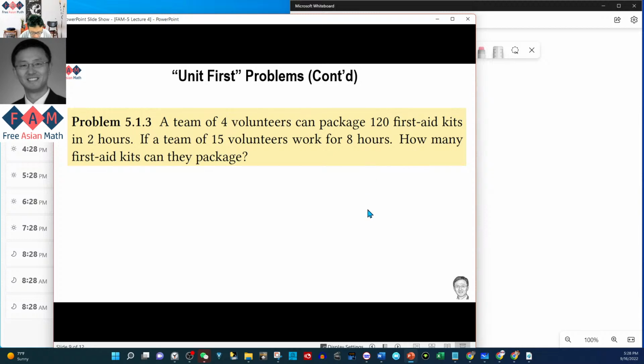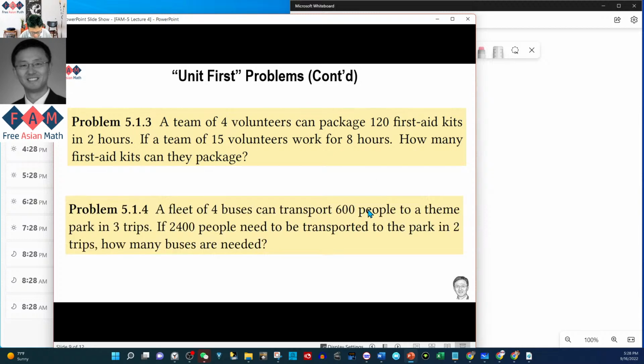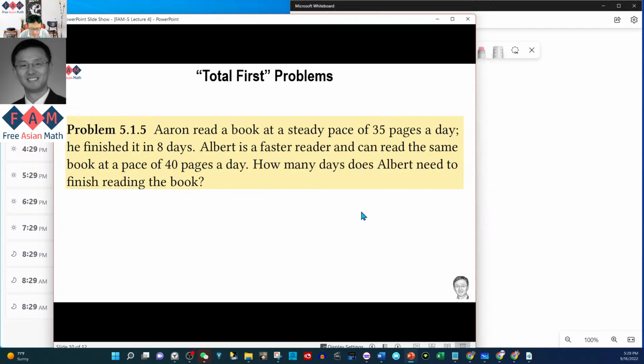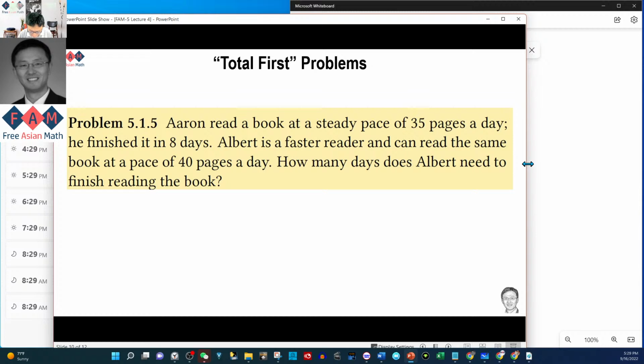Now we look at a closely related problem, and we will skip this question because we are running out of time. A very similar one. You can read the handout. We'll skip this problem. So we will go to a closely related concept, another class of problem. This time we call it total first, and we'll see what that means.